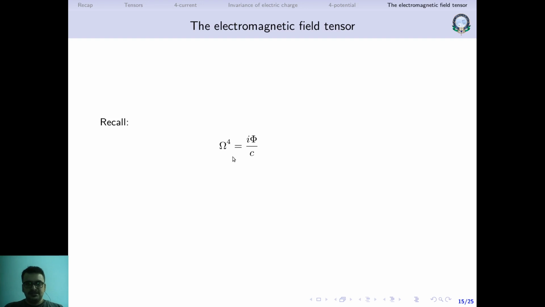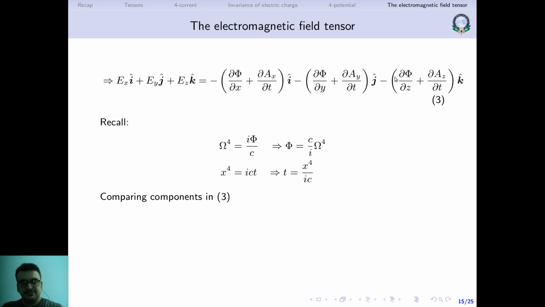Now let's recall that some time back I introduced the four-potential. The fourth component of the four-potential is i phi by c, so we can write phi in terms of it as c by i omega 4. In a similar way, in the previous lesson I had shown you x4 is ict, which means time can be written as x4 by ic. This is where we had stopped on the previous slide: the expansion of E equal to minus grad phi minus dou A by dou t, where we have collected the x, y and z components on both sides.